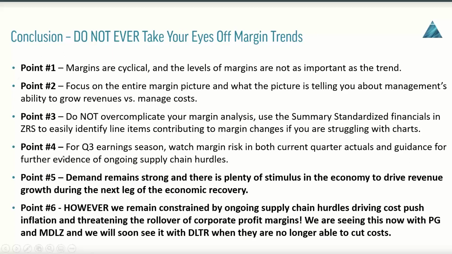So point number 4, for Q3 earnings season, watch margin risk in both current quarter actuals and pay particular attention to the guidance, right, for further evidence of these ongoing supply chain hurdles. It's literally every day, right? We've either got the Fed telling us that they're being more and more surprised with inflation. I mean, this applies to inflation as well, right? Now it's the supply chain as well.